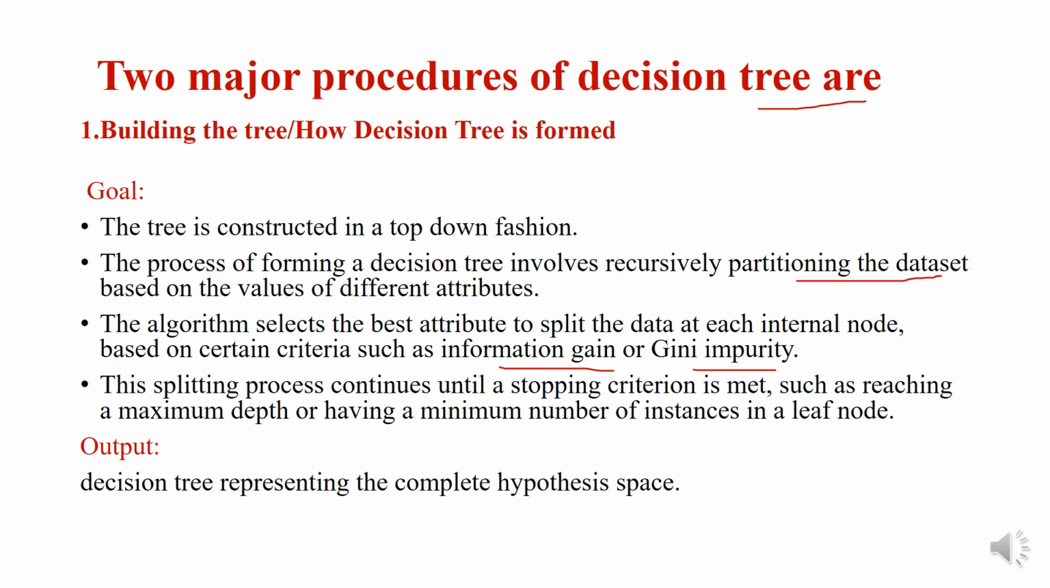In any algorithm, first we have to construct the tree. To construct the tree, we have to choose the best attribute to split. The attribute we select is based on the information gain or the Gini impurity. The splitting process continues until a stopping criteria is met, such as reaching a maximum depth or having a minimum number of instances in a leaf node. So the splitting process continues till we reach the leaf node. The output of building the tree is a decision tree representing the complete hypothesis space. This is the output of building a tree using any of the algorithms.